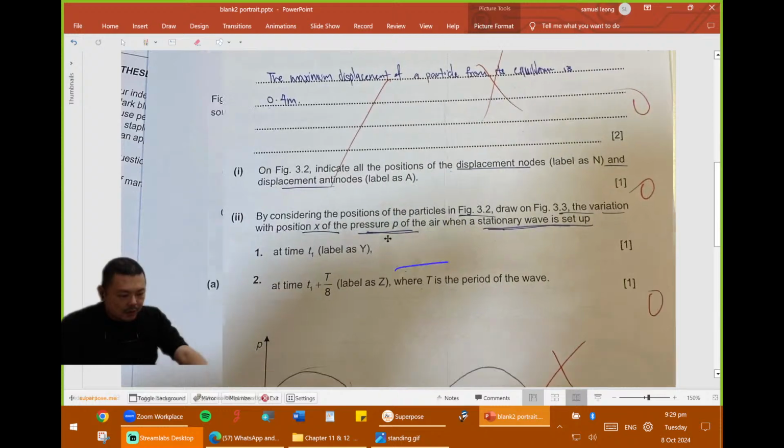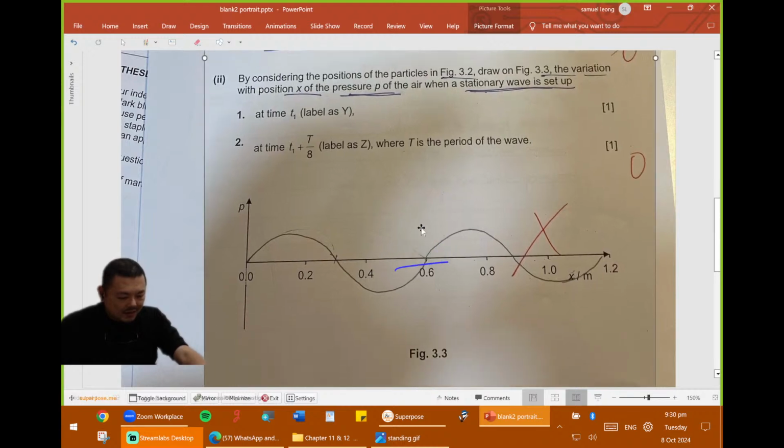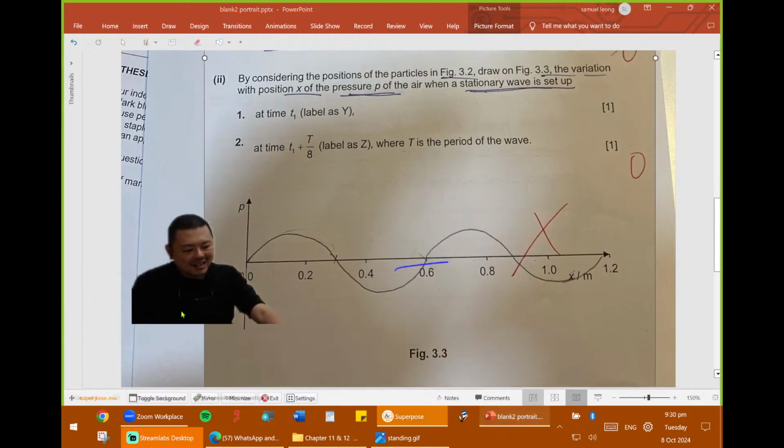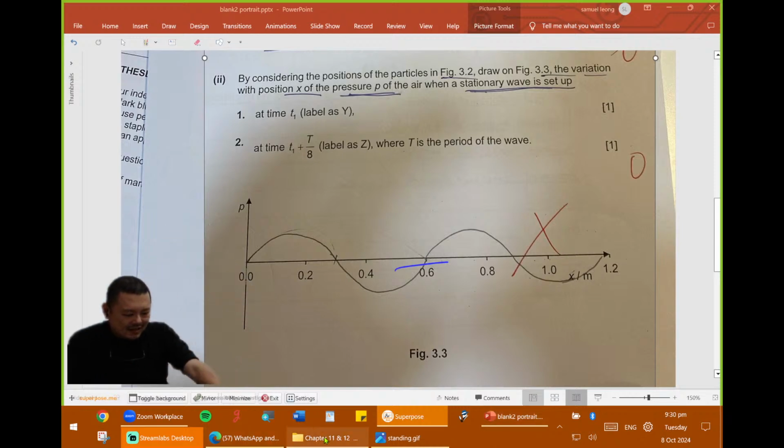This one, no problem. This one, the pressure one also. You understand? Technically not allowed. Actually, I think there's a syllabus point in the guide that says students are not required to know the pressure. Yeah, that's why.